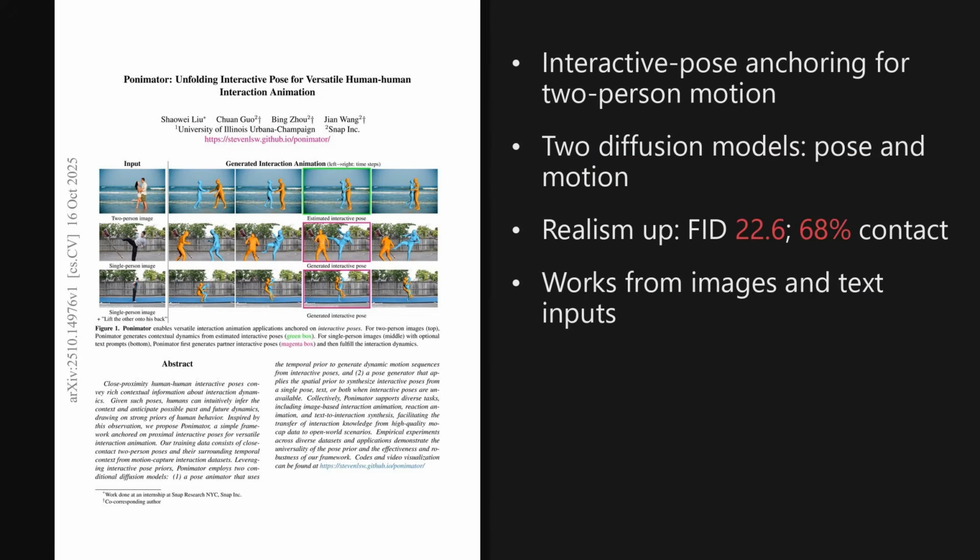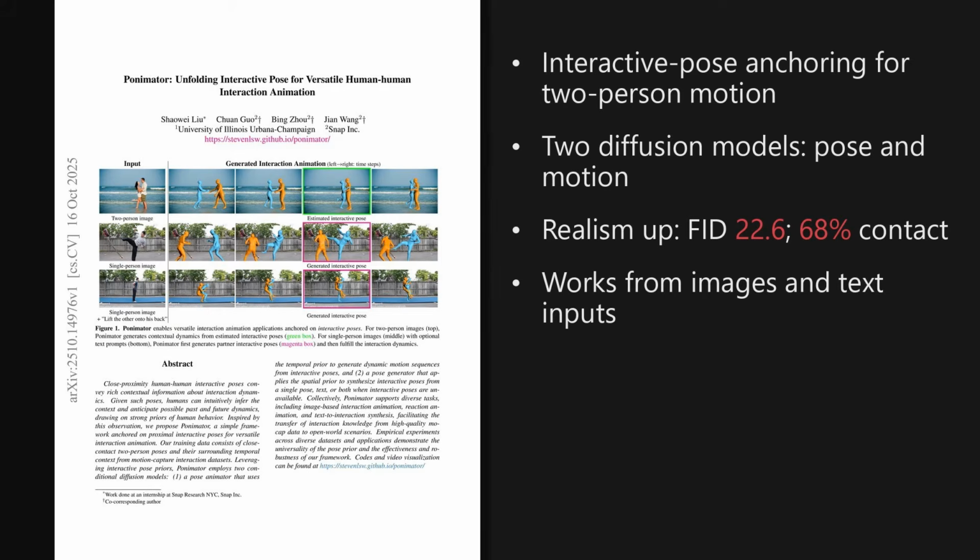I'm Alex. Today we're looking at a paper trending on X, published on October 16, 2025, about 4 days ago. The standout idea is a two-stage system that uses interactive poses as priors to generate realistic two-person interactions, with FID equal to 22.6 and a contact ratio of 68.1%.